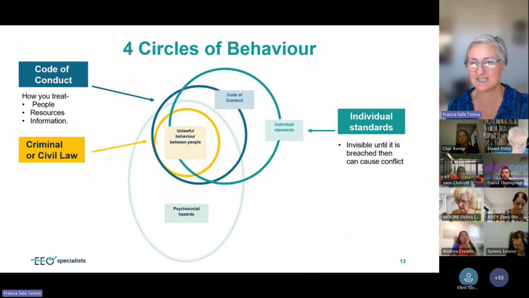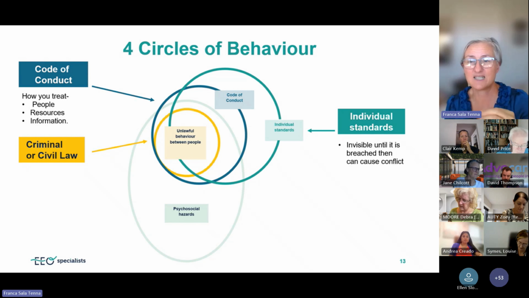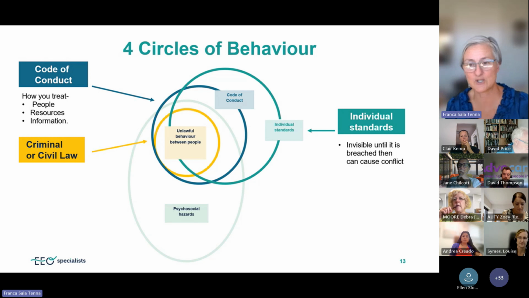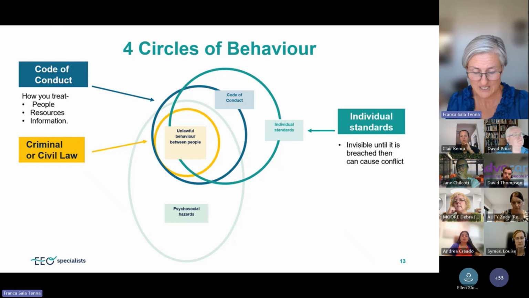Think about individual standards, and you'll see there's a little bit on the right-hand side. There's lots of things that people aren't happy about that someone does, which are not unlawful and are not a breach of your code and are not a psychosocial hazard. And the tricky thing for that is that you still have a responsibility to help people learn how to navigate that. Now, we talk about that in our workshops, about teaching people to have curious, non-judgmental, I've noticed conversations. We're not going to talk about that today, but they are the 4 circles of behaviour. And I wanted you to see where I think psychosocial hazards fits within those circles to give you a bit of a framework that we're then going to go on to.